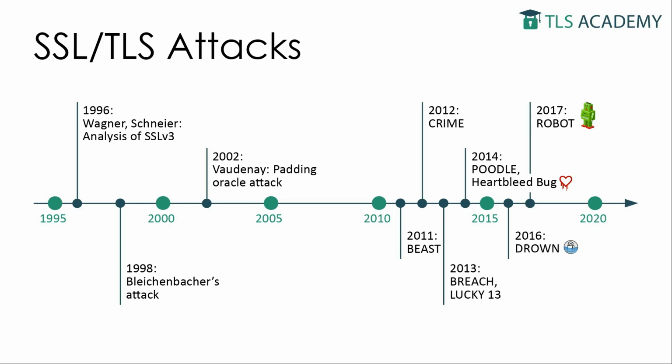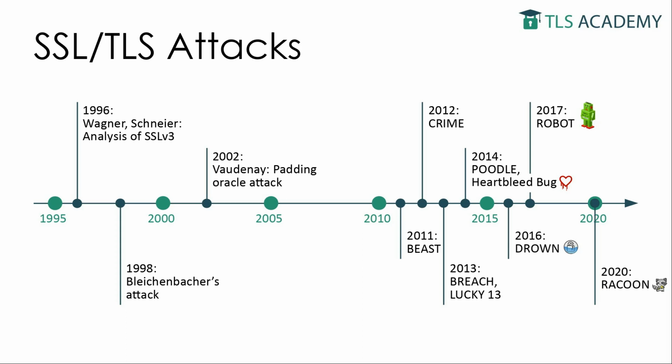In 2017, the Robot attack was published. This allows an attacker to perform RSA decryption and signing operations with the private key of a TLS server. The attacker can even record traffic and decrypt it later on, which makes the attack way more feasible. The mitigation for this is to disable RSA encryption, that is, all cipher suites starting with TLS_RSA.